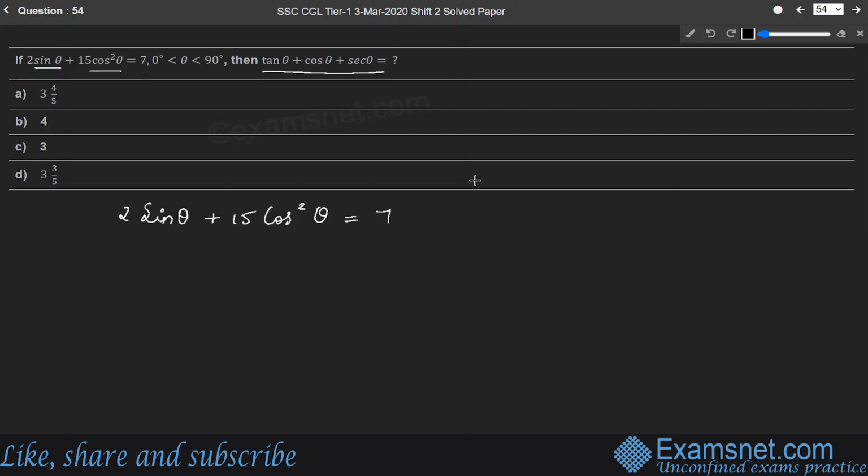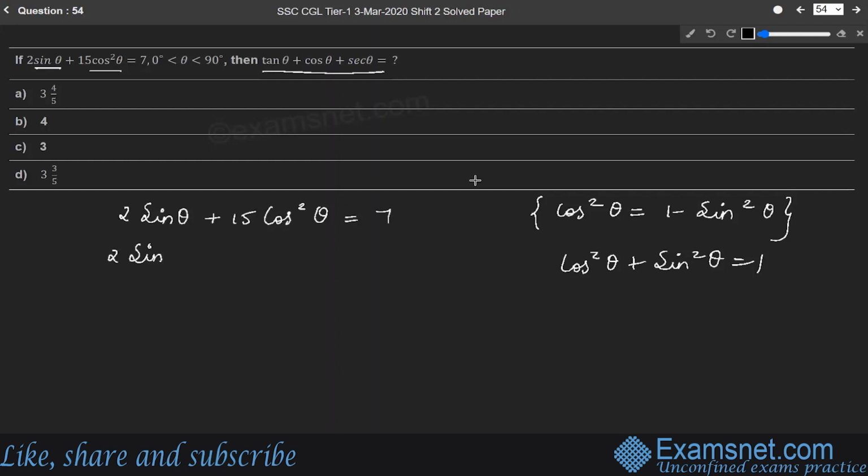We have to use a very basic identity here, which is cos square theta is equal to 1 minus sine square theta. It is obtained from cos square theta plus sine square theta is equal to 1. That is why cos square theta will be equal to 1 minus sine square theta. Now let us substitute the value of cos square theta in the given expression. We have 2 sine theta plus 15 into cos square theta.